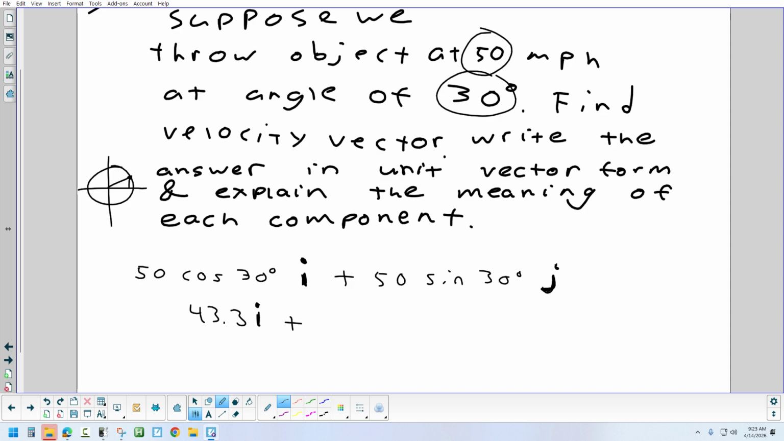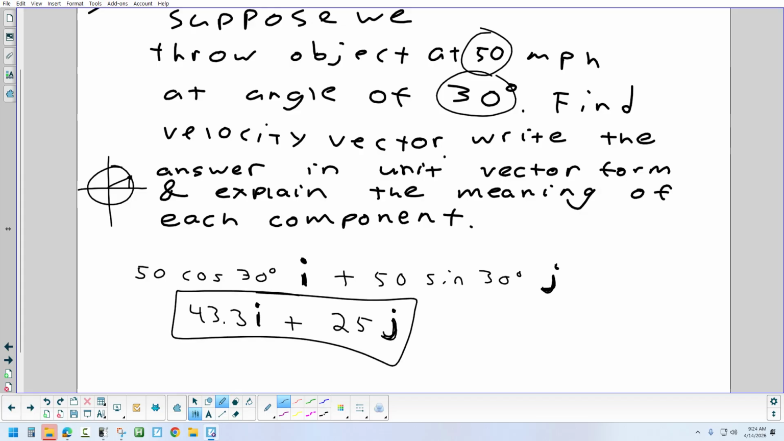Yeah, 1/2. It's the short side in a 30, 60, 90. The long side is root 3 over 2. I can't really multiply root 3 over 2 in my head times 50, but this one we should be able to. 1/2 times 50 gives us 25j. So that is the velocity vector for the problem.